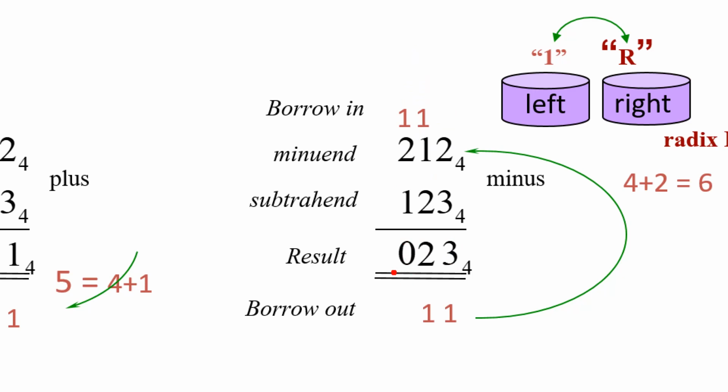Okay? And what you should know for subtraction is borrow, right? Borrow in and borrow out. If the digit borrows from the left digit, the borrow out will be 1. Okay? And this borrow out will be the borrow in for the next digit, and so on.